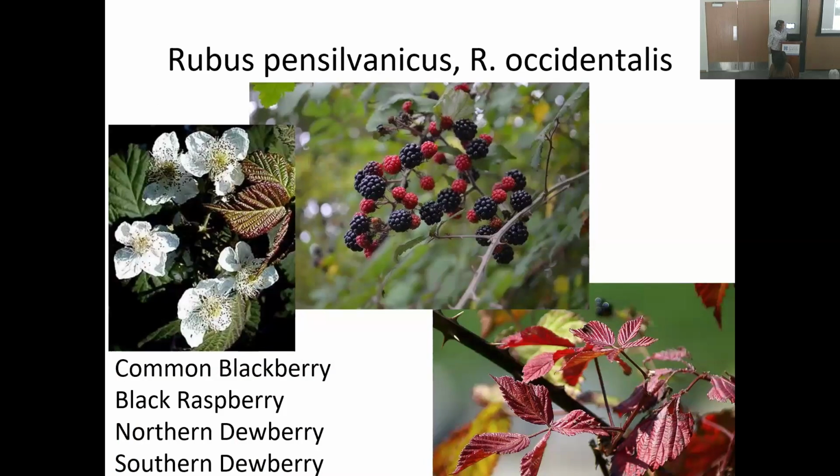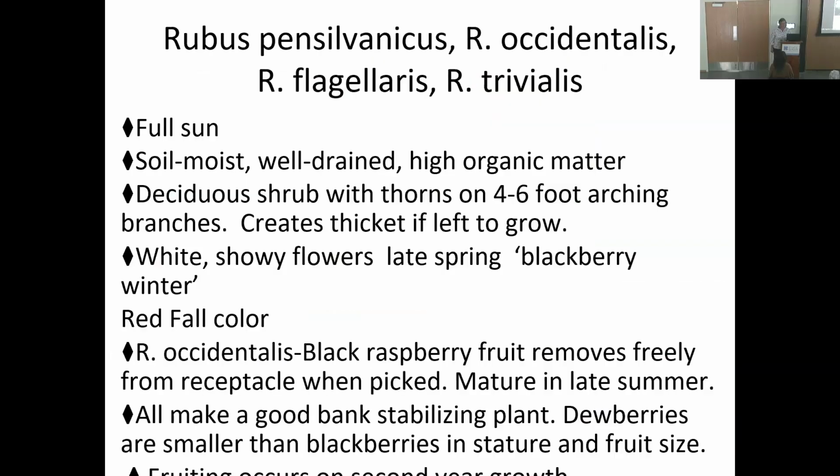Our blackberries, this is a whole group of blackberries. We've got the common blackberry, black raspberry, northern dewberry, and southern dewberry. I think we're all pretty much familiar with these. They will fruit on the second year cane. So the first year is just a vegetative stage. You're going to have 3 leaflets on that, and then you get your fruit on the second year.